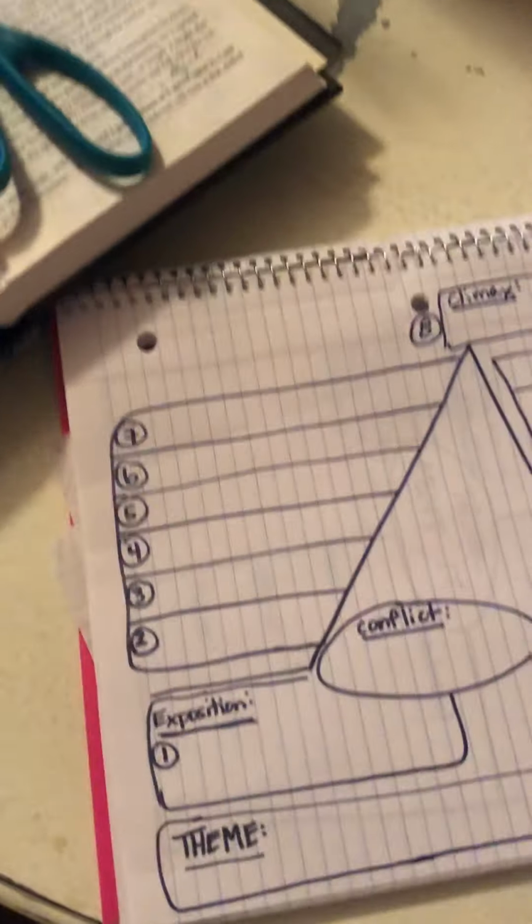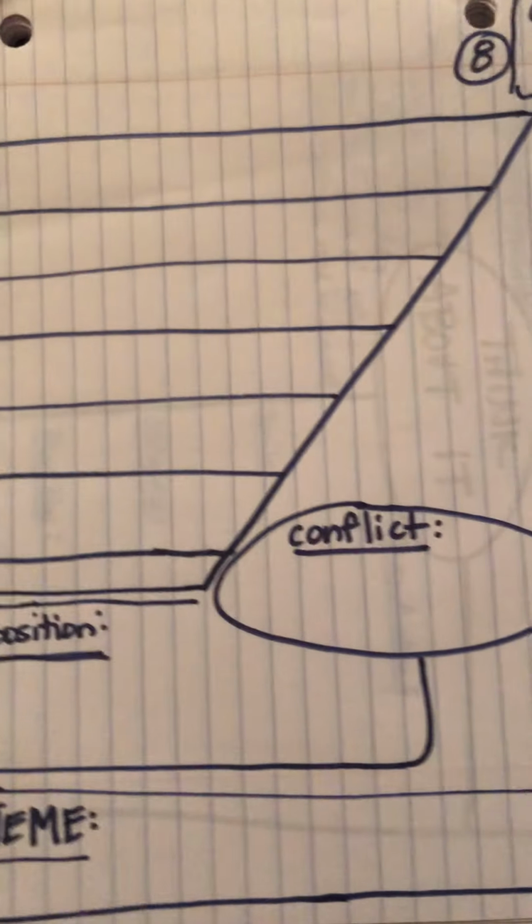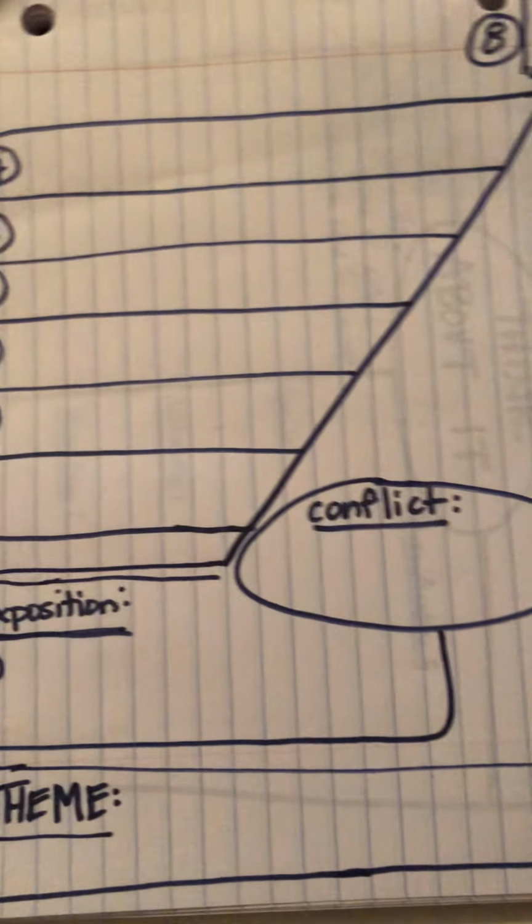Okay, guys, so the next thing we're going to look at is the plot diagram, which basically summarizes the main events of the story. So, we start off with our exposition as usual, where you learn about the setting and the characters and all that stuff, and you learn about kind of the conflict.